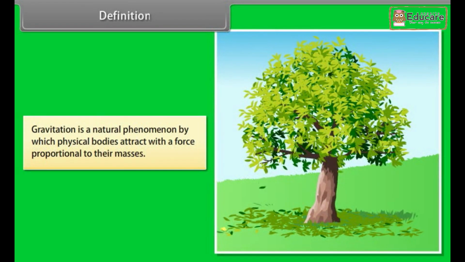Definition. Gravitation is a natural phenomenon by which physical bodies attract with a force proportional to their masses.